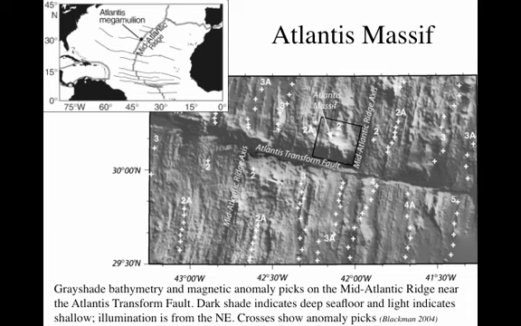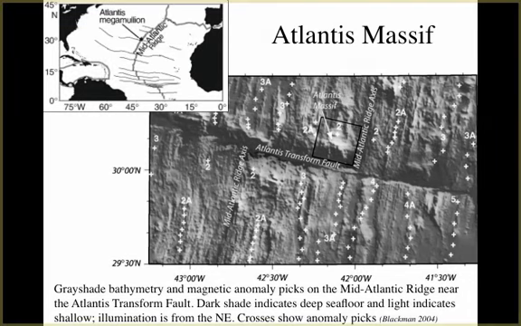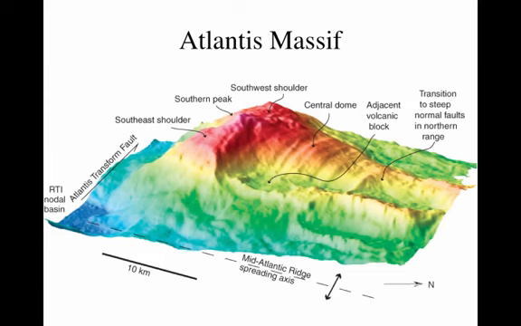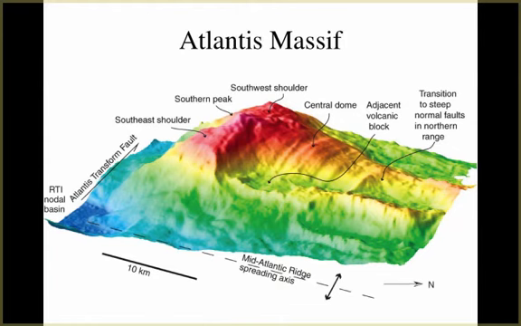Here's an example of one of these megamullions or oceanic core complexes. The Atlantis Massif is along the Mid-Atlantic Ridge and near the Atlantis Transform Fault. And you see that it forms a relatively high point within the system. Here's another look at the Atlantis Massif. And what you see is this high relief from the center of the massif and a transition to steep normal faults on the northern side of the range.